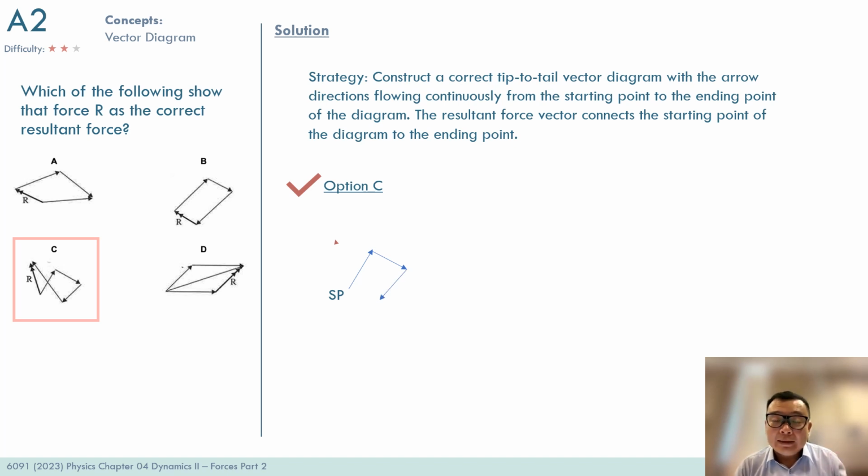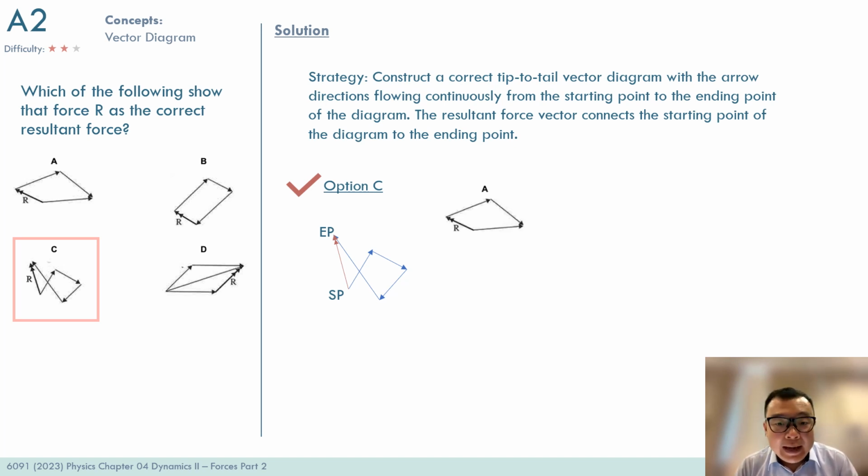Notice so far that the directions of the vectors are flowing in a continuous flow, and finally we continue on with the last vector. We reach our ending point. Second criteria to look out for, the resultant vector always starts from the starting point and connects to the ending point, and that's why option C is the correct option.